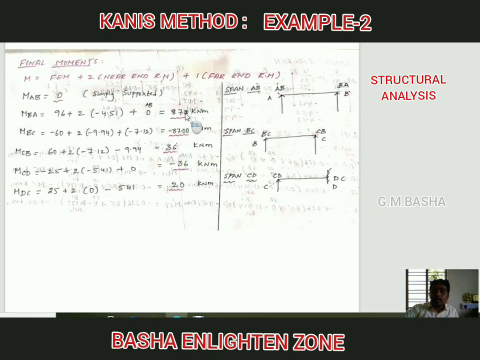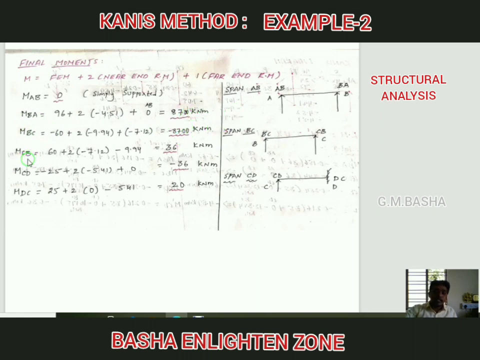Friends, like that you will get the final moments. For final moments, divide the spans individually and then calculate, then only it will be easy for you. At the same time, see how you will know our analysis is correct at the end stage. At joint B, the sum of the moments of the connecting members at a particular joint will be equal to 0. For B, members BA and BC: plus 87 minus 87, so you will get 0 here.